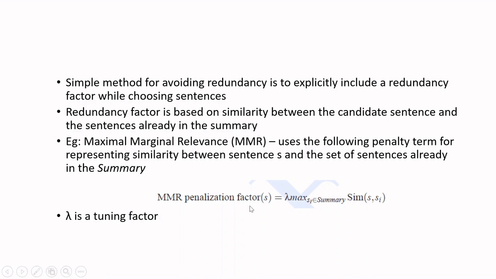So here MMR penalty factorization is lambda into maximum of what is the maximum similarity of the sentence which is under consideration compared to all the sentences within the summary. So you take the maximum value, and lambda is actually only a weighting factor. How much penalty you have to provide. So based on this, if there is a sentence which is very high similarity, then that sentence need not be added. So you can add a big penalizing factor.